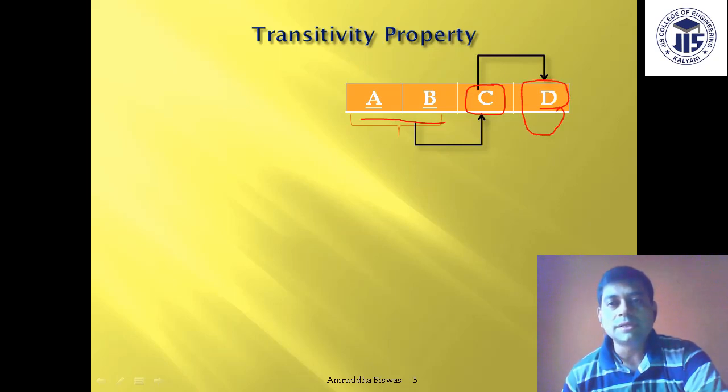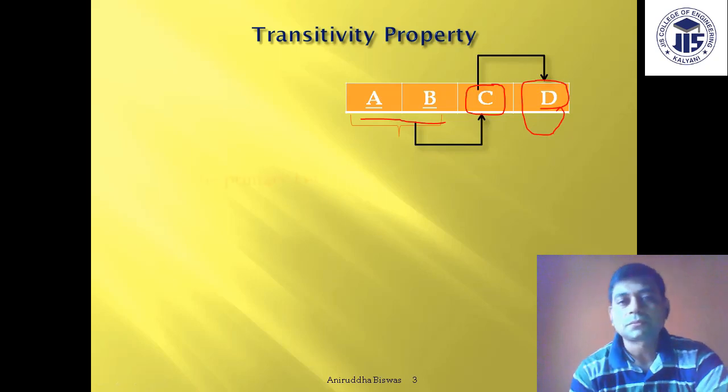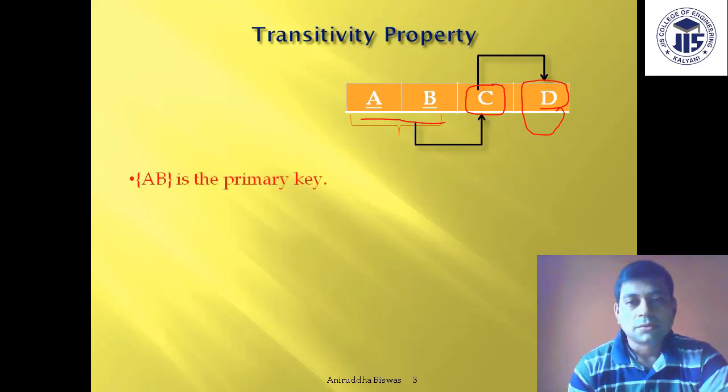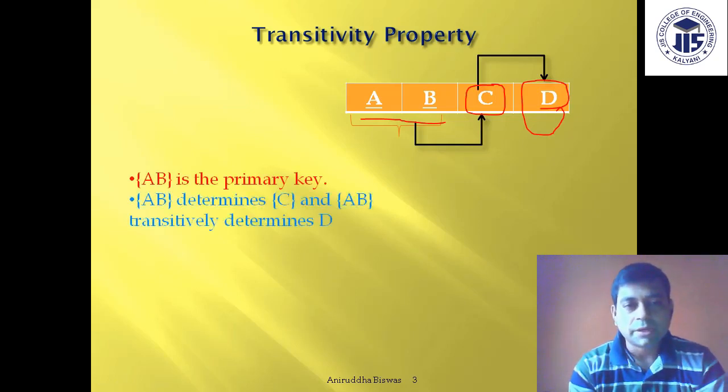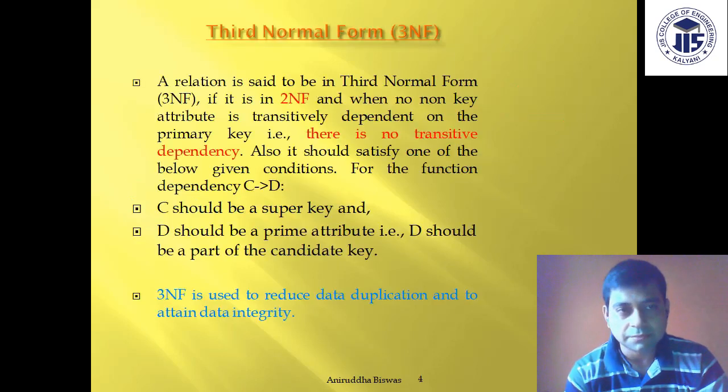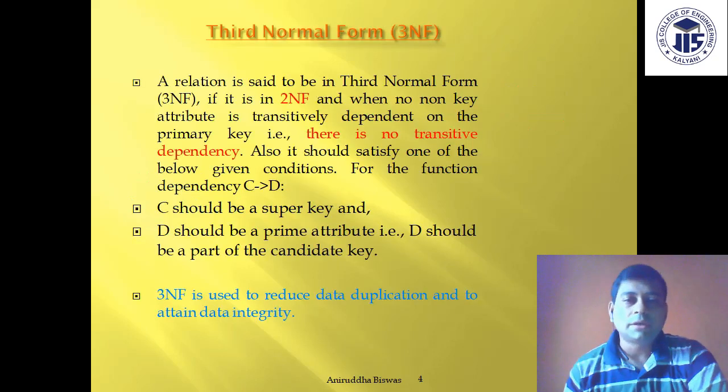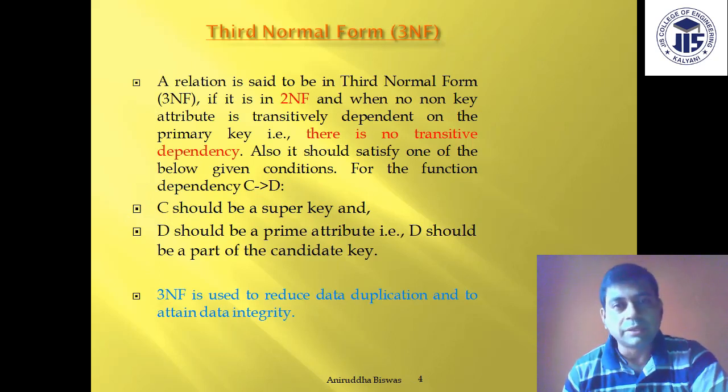Now D is determined directly by C and indirectly by AB via the transit C. So already we have discussed that AB is the primary key and it determines C, and AB transitively determines D. Now we will detail what 3NF, or third normal form, is.